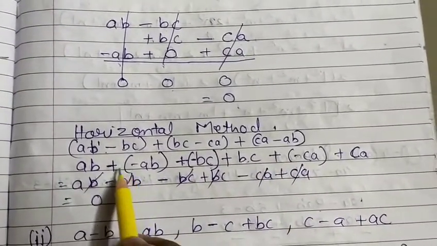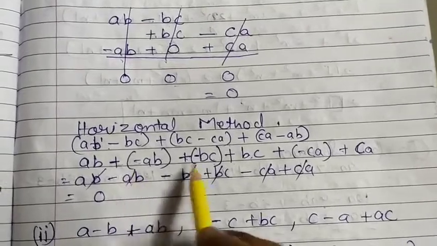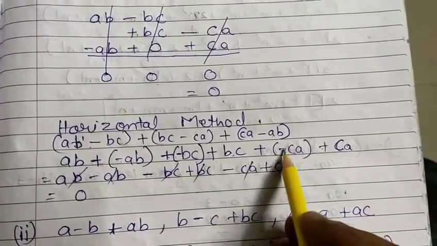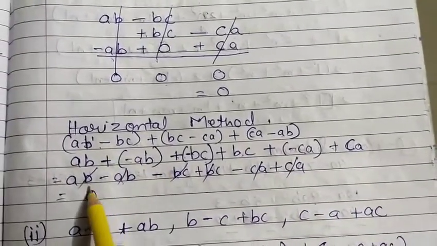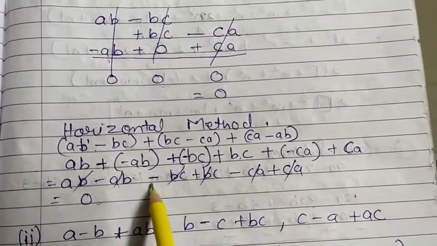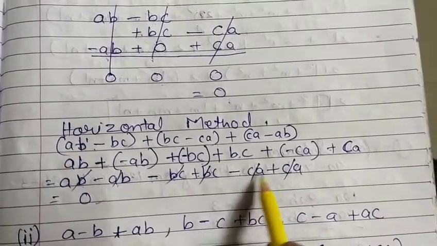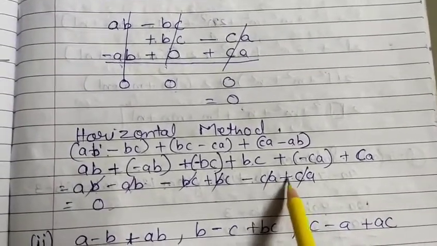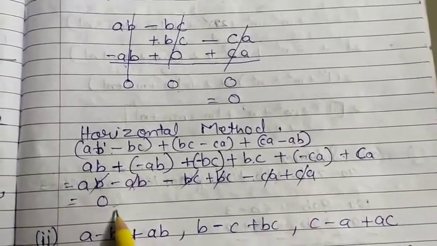Then in the next step you open the bracket, so you will get positive into negative, negative, positive into negative, negative, positive into negative, negative. So after opening the bracket you will get AB minus AB is 0, BC minus BC, positive and negative will get cancelled, and minus CA and plus CA both will get cancelled and the value will get 0.